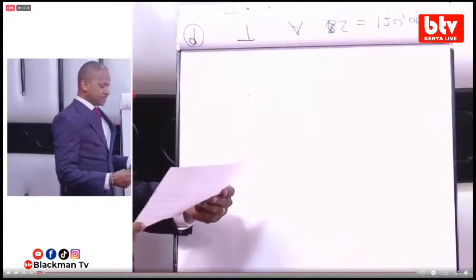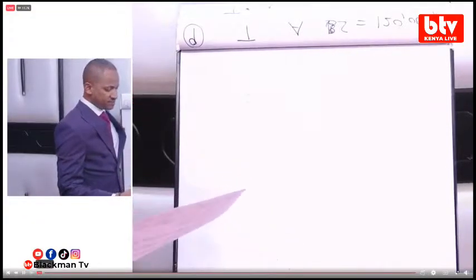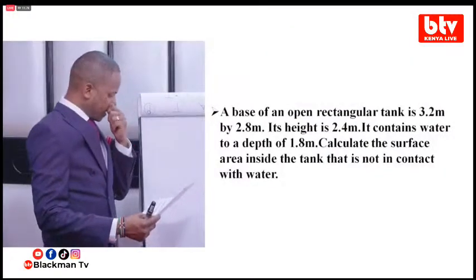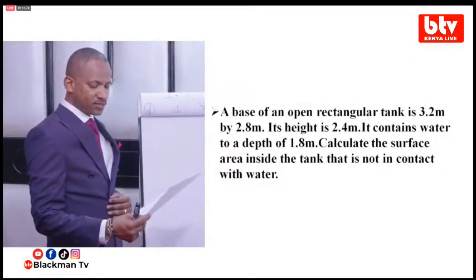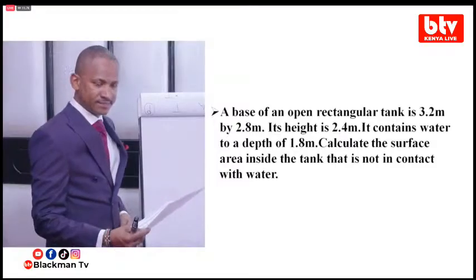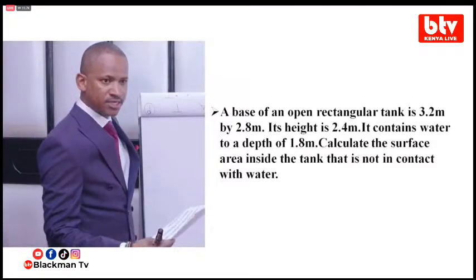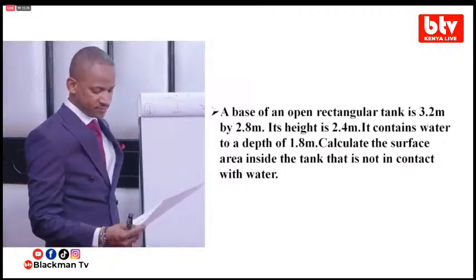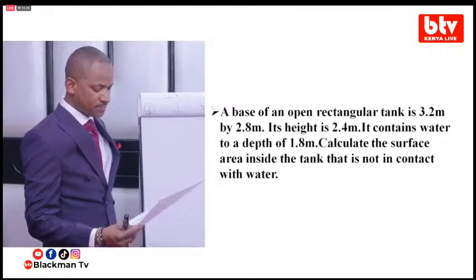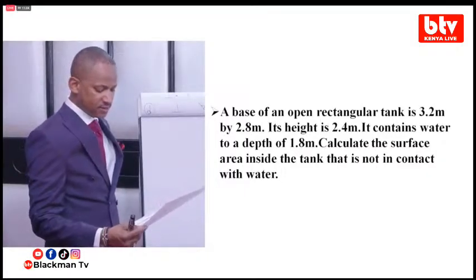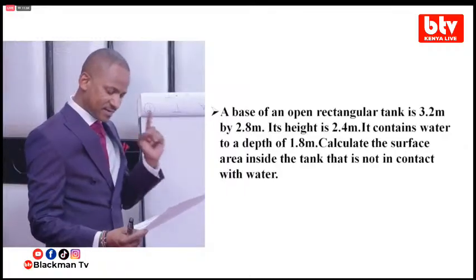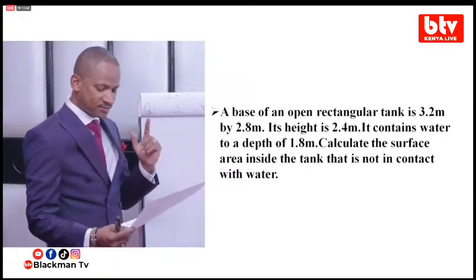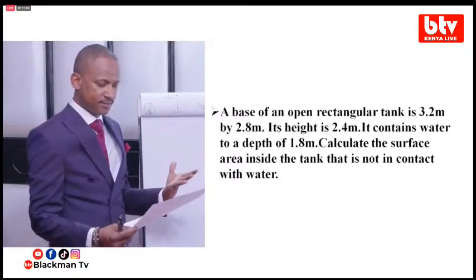This is under measurements: length, area, volume, surface area, mass, density, and time. The base of an open rectangular tank is 3.2 meters by 2.8 meters. Its height is 2.4 meters. It contains water to a depth of 1.8 meters. Calculate the surface area inside the tank that is not in contact with water.